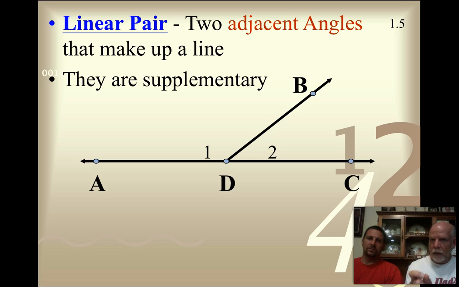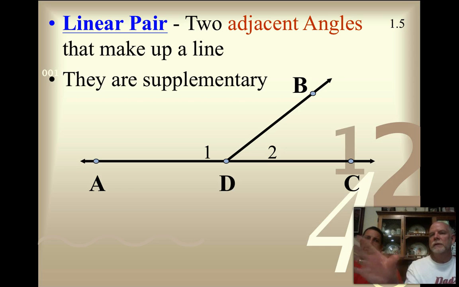other. And that's what the word adjacent means. So two adjacent angles, adjacent means right next to. And so we have two adjacent angles here, angle 1 and angle 2 are adjacent, but they also make up a straight line. So because of that, they're called a linear pair. Because they make up a straight line, and a line is 180 degrees, they're supplementary.